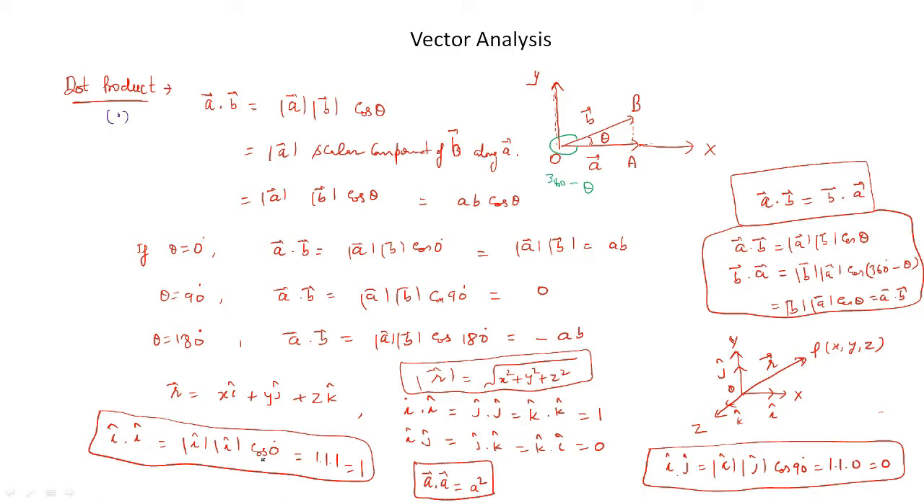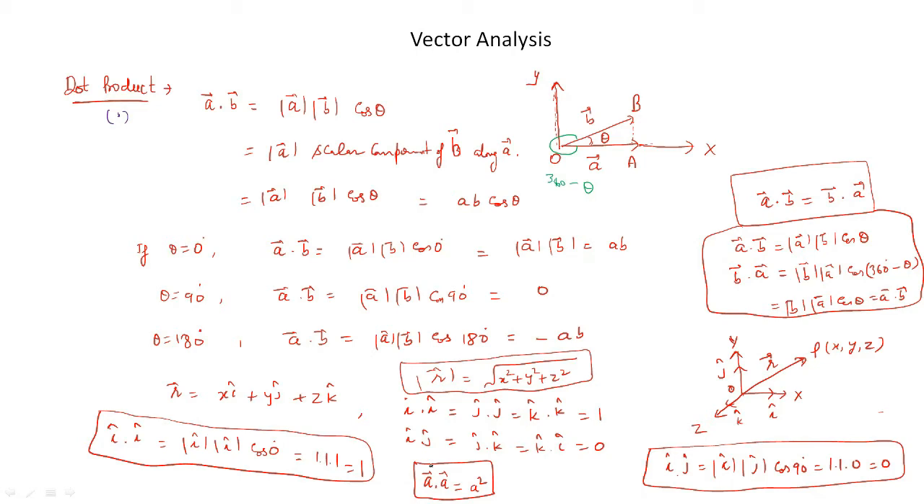So here the magnitude of a unit vector, you know, is equal to 1. So it will be 1 into 1, and cos 0 is equal to 1. So i dot i will be equal to 1. Similarly, we can prove i dot j is equal to 0, as unit vector i modulus, unit vector j modulus, and the angle between i and j is 90 degrees. So cos 90 is 0, so it will give you 0. Similarly, we can prove it for the other vectors.